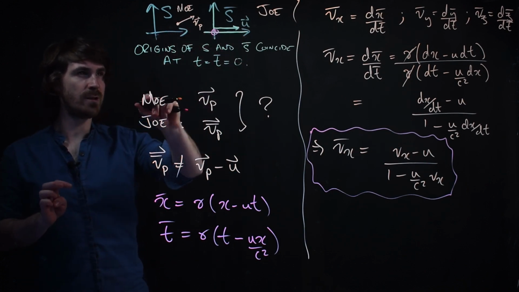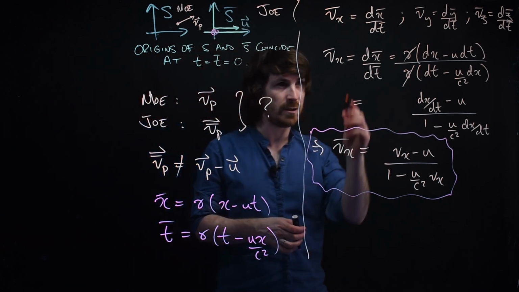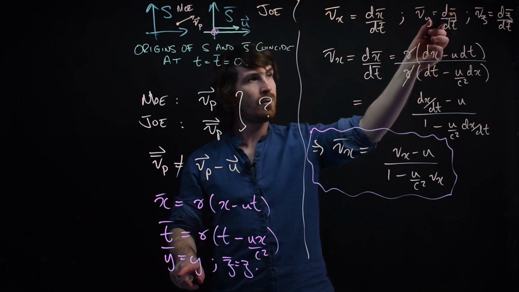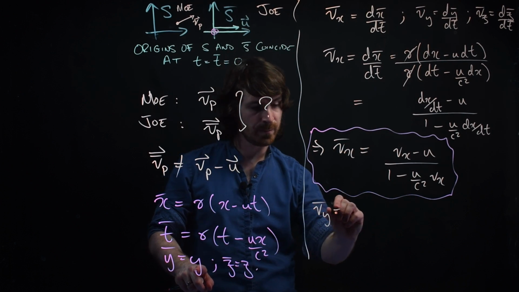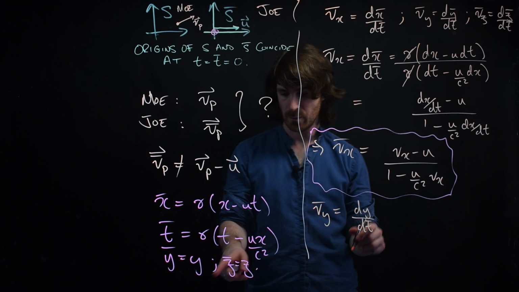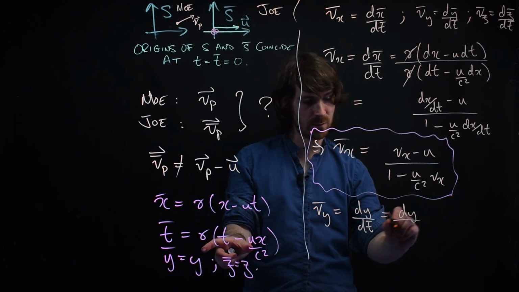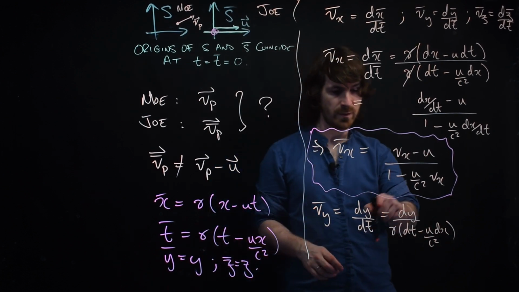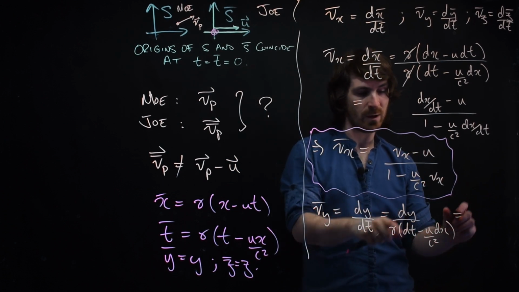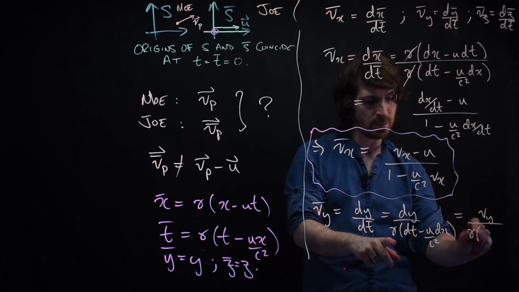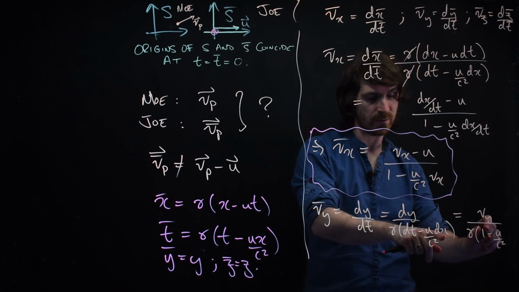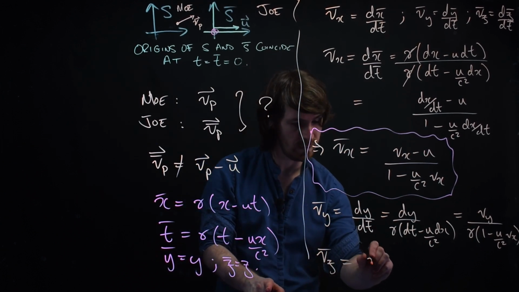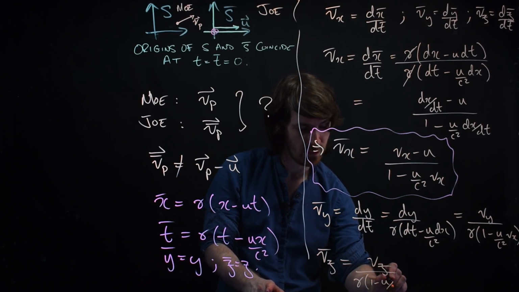Now our frame is moving along the x direction, so this is how our vx transforms. It turns out that our vy and vz transform a bit differently. So we have vy bar, which is dy bar by dt bar. But here, y bar is just y. So vy bar is dy by dt bar. And we know that dt bar is equal to gamma (dt minus u dx over c squared). If we divide through by dt, this gives us dy by dt, which is just vy, over gamma times (1 minus u vx over c squared). And we find a similar result for vz: vz over gamma (1 minus u vx over c squared).